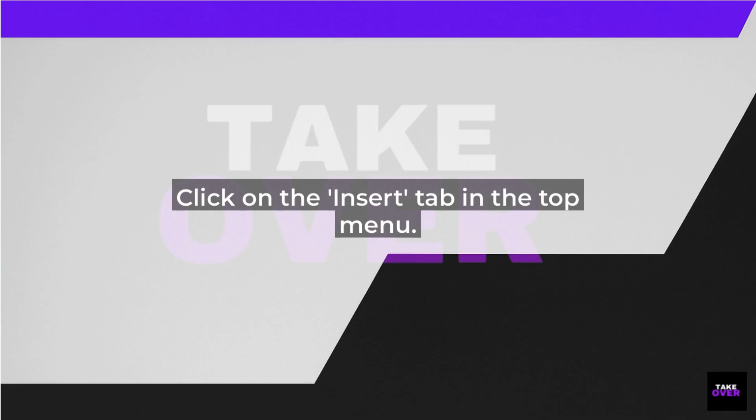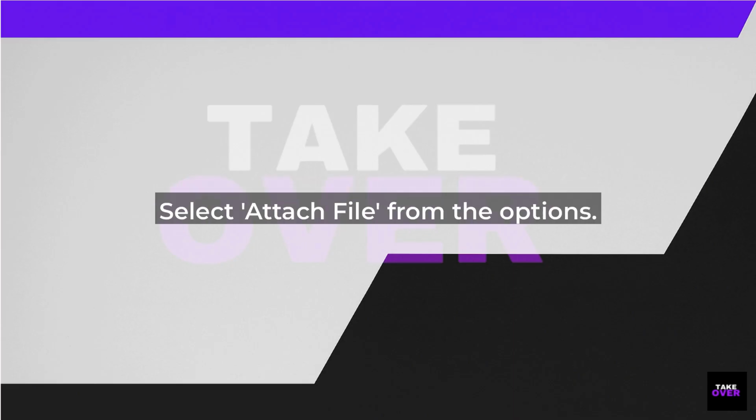Step 1. Head to the top menu and click on the Insert tab. It's right there in the ribbon, making things intuitive and user-friendly. Step 2. In the Insert tab, look for the Files or Attachments section. Click on Attach File. This is where the magic happens.